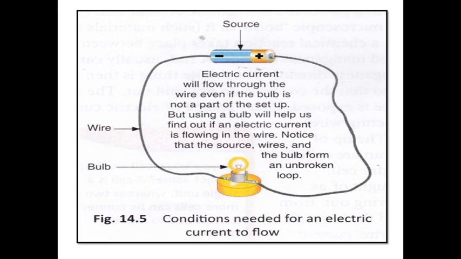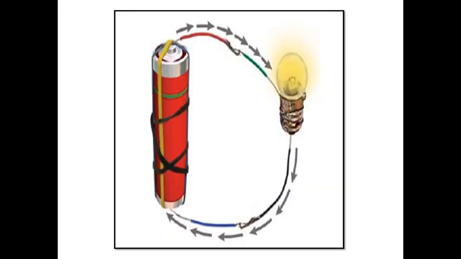Correct? Am I saying correct? So source, wire and bulb, meaning your appliances, and the unbroken loop. These things are important while we are learning about electric circuits. Understood? Understood about electric circuits? What is an electric circuit?